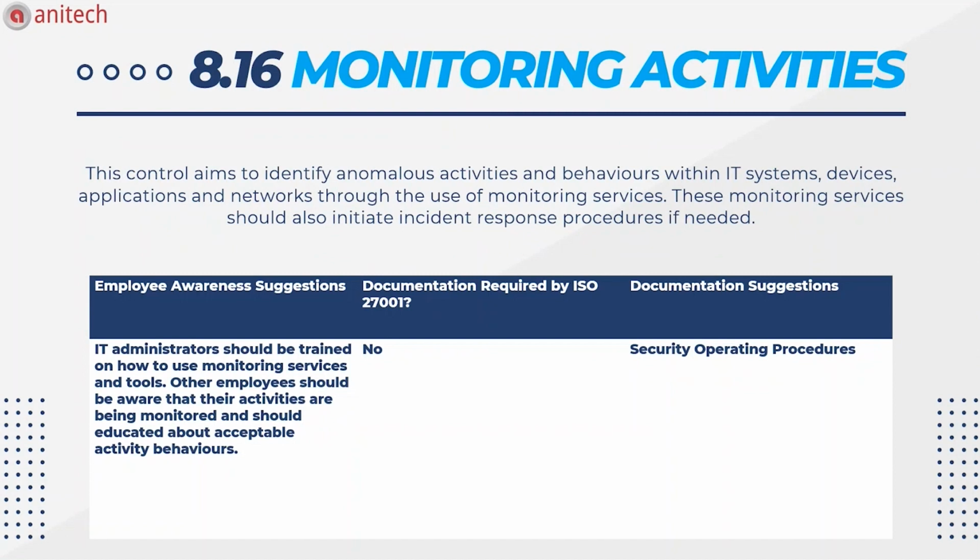Monitoring activities. This control aims to identify activities and behaviors within IT systems, devices, applications, and networks through the use of monitoring services. These monitoring services should also initiate incident response procedures if needed. This is specifically for the IT administrators. So as far as the awareness goes, IT administrators should be trained on how to use monitoring services and tools. Other employees should also be aware that their activities are being monitored and should be educated about acceptable activity behavior. Important documents to consider are the security operating procedures, and you can also have acceptable use policies along with this document.